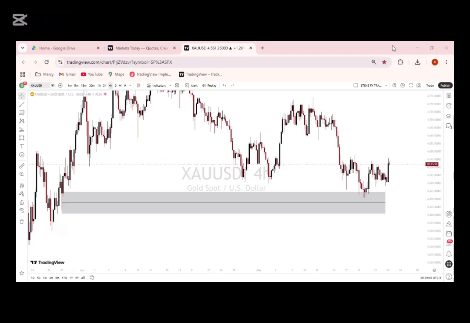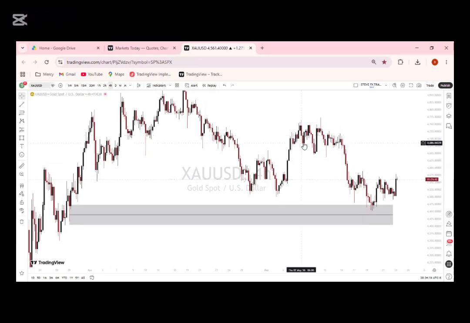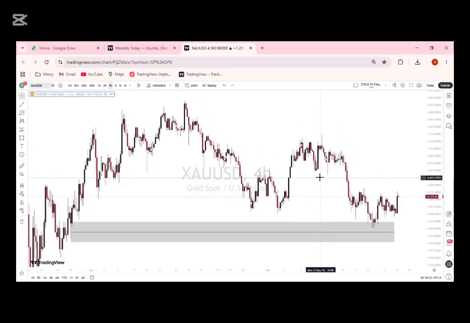It's another trading week, and we are going to look into the chart and see the opportunities that the market will be giving us this week as well. So let's go on to the chart and analyze the market. The first pair that we are going to be looking at is gold.